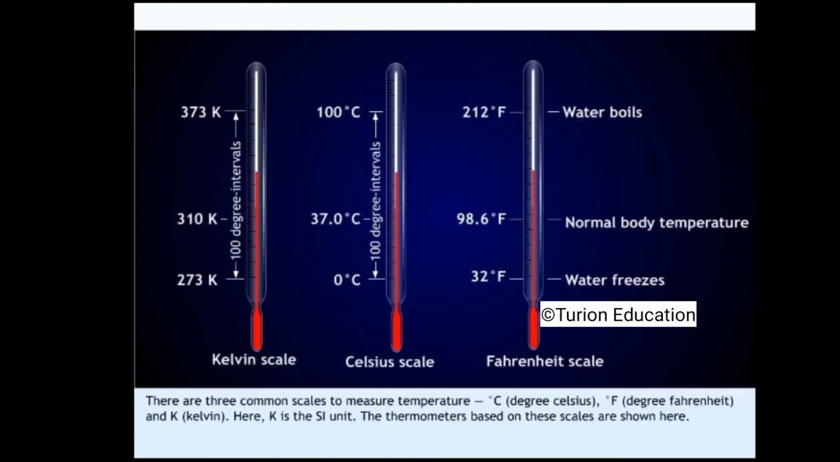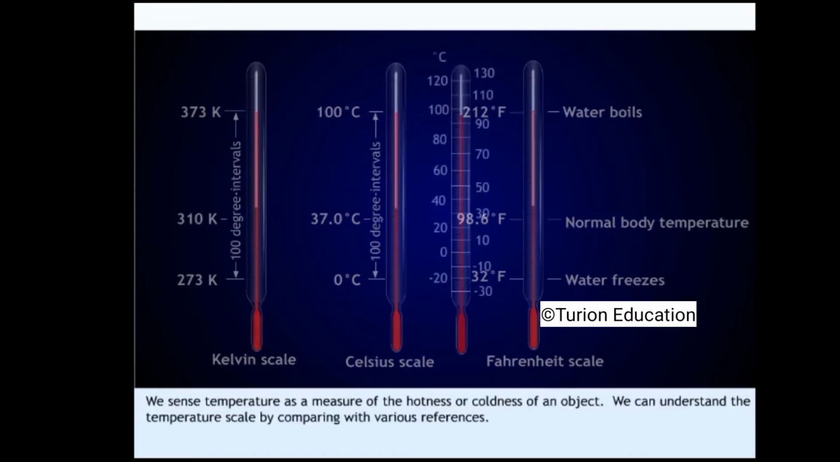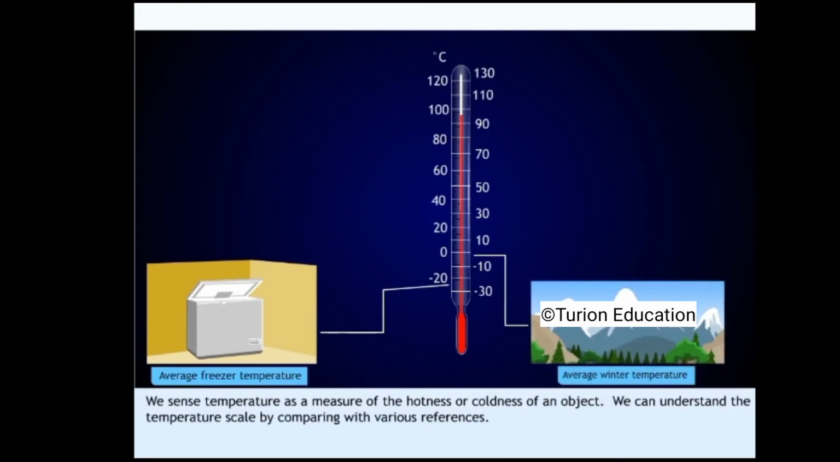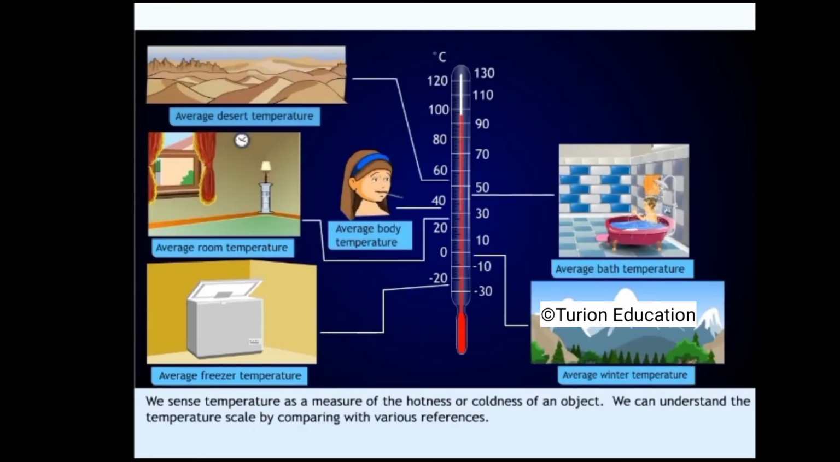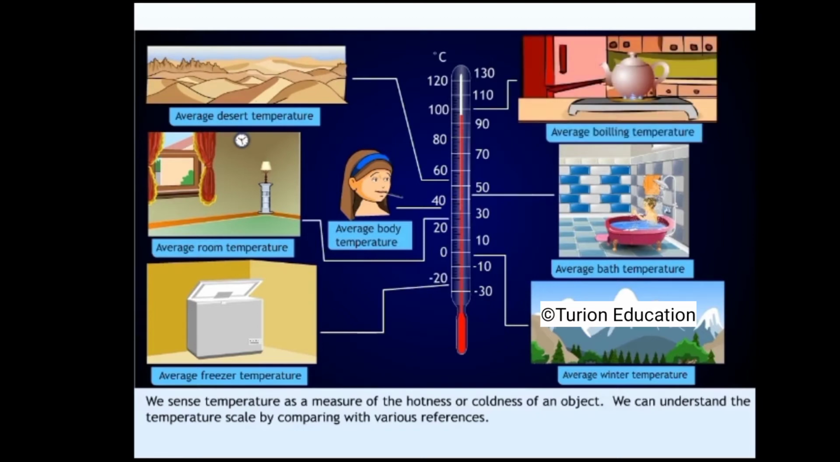There are three common scales to measure temperature: degree Celsius, degree Fahrenheit, and Kelvin. Here, K is the SI unit. The thermometers based on these scales are shown here. We sense temperature as a measure of the hotness or coldness of an object. We can understand the temperature scale by comparing with various references.